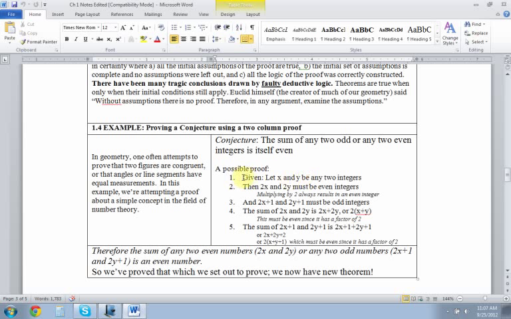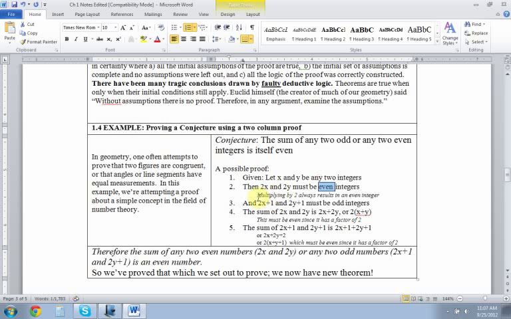So then he starts off with given. Let's just have x and y be two integers. So x and y are any integers. Then he has 2x and 2y. If you multiply a number by 2, it's automatically even. Next, he says right there, multiply by 2 is always an even integer. If you add 1 to an even number, it becomes odd. So he just says 2x plus 1 and 2y plus 1, odd.